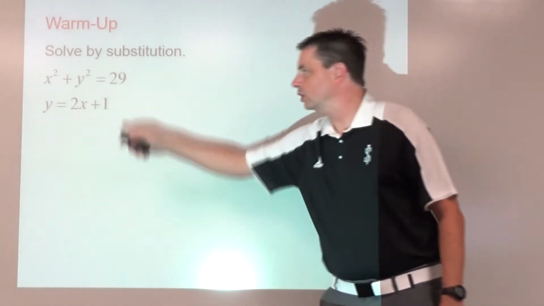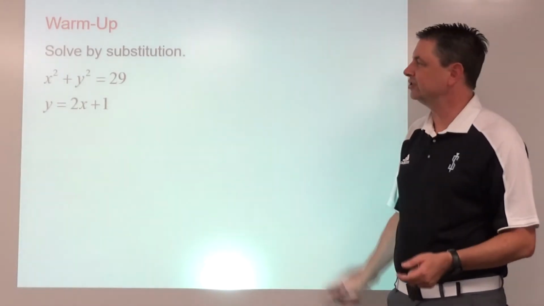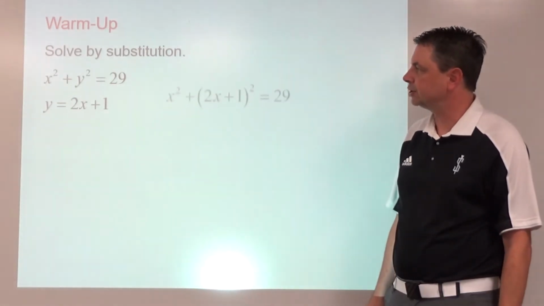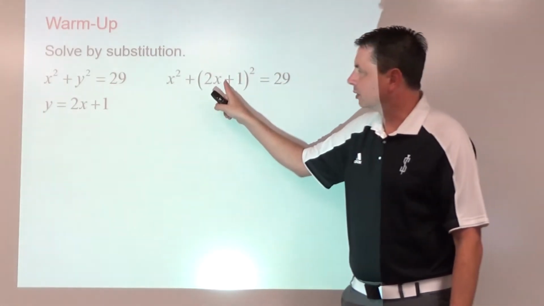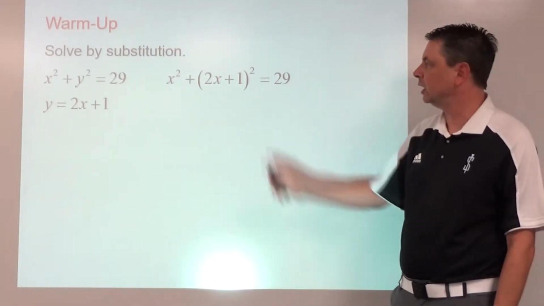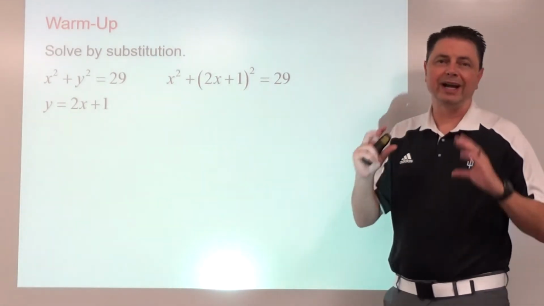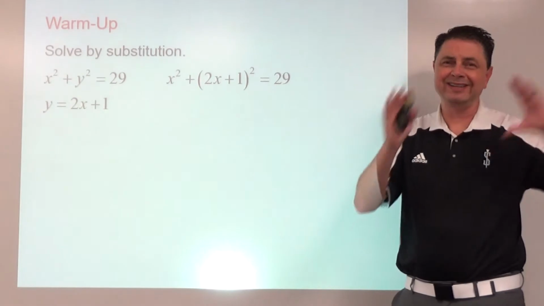So notice that the second one's already solved for y, so we'll use that. We'll substitute into the first equation. So we replace the y with 2x plus 1. We need to square the binomial, so 2x plus 1 times itself.